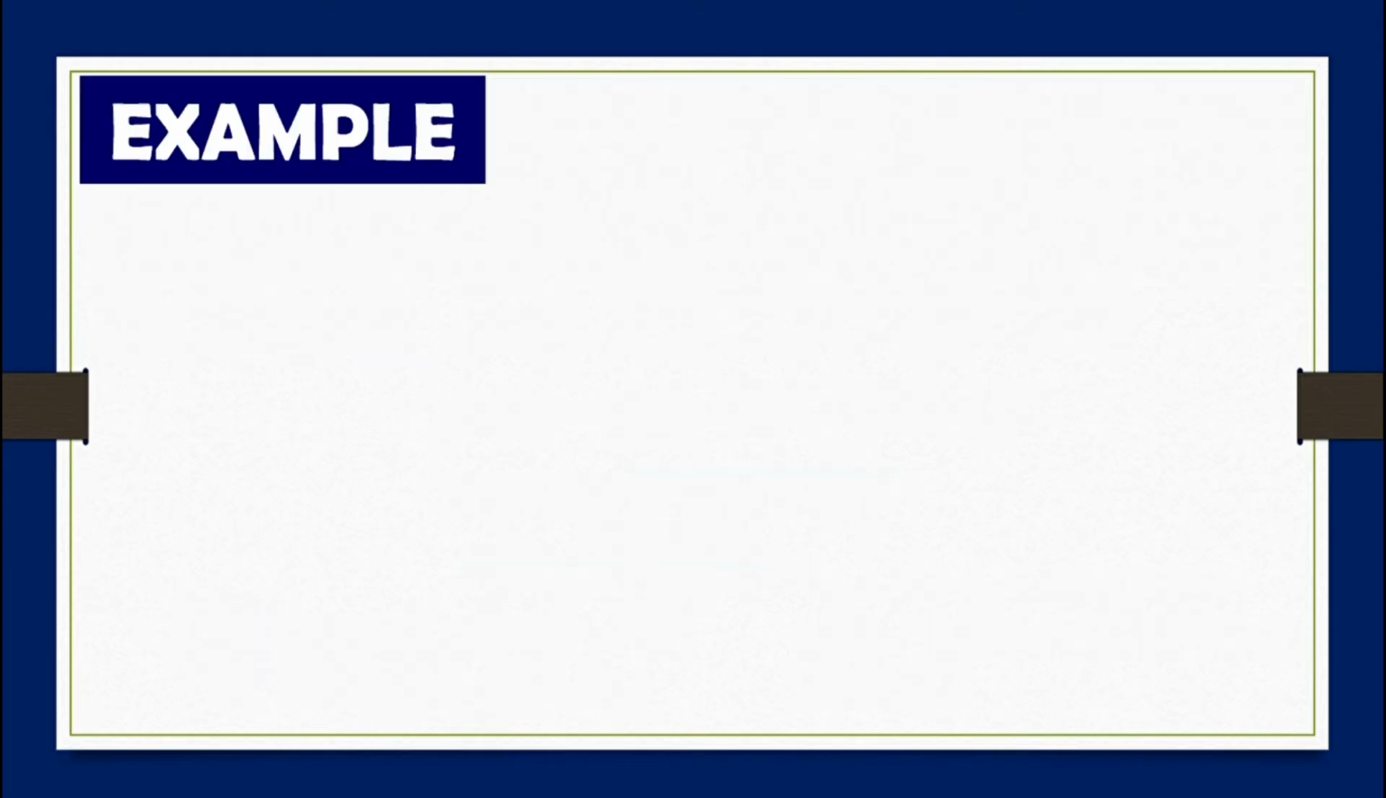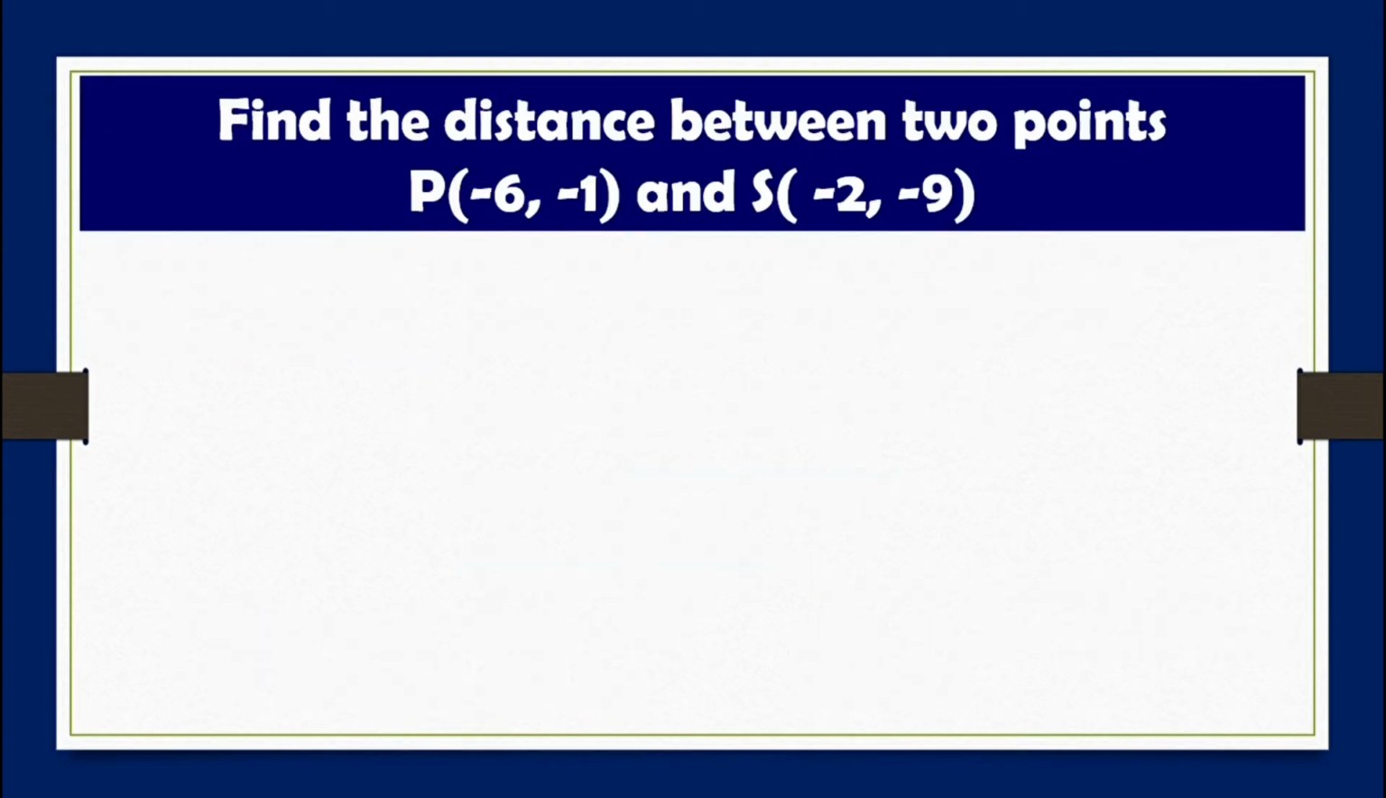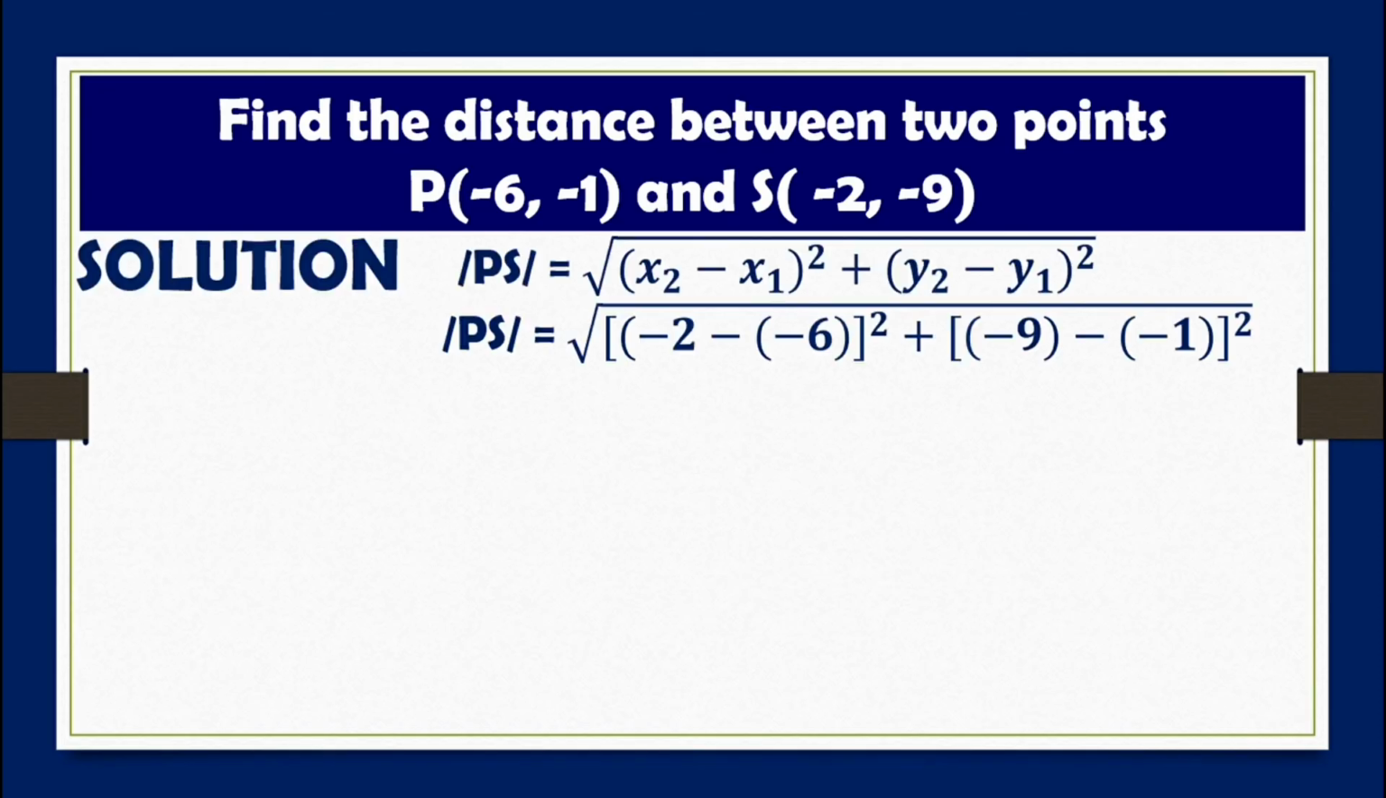Another example. Let us find the distance between 2 points P with coordinates negative 6, negative 1, and S with coordinates negative 2, negative 9. Substitute our x sub 2, which is equal to negative 2, x sub 1, which is negative 6, y sub 2, which is negative 9, and y sub 1, which is equal to negative 1.